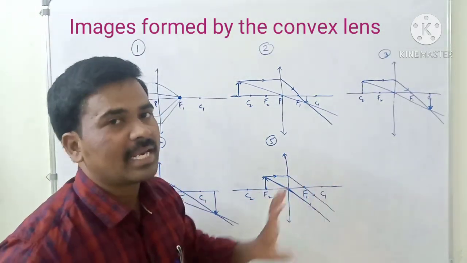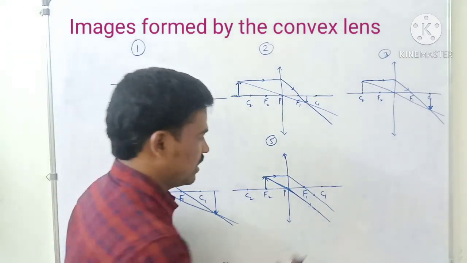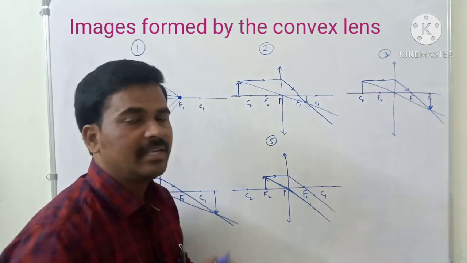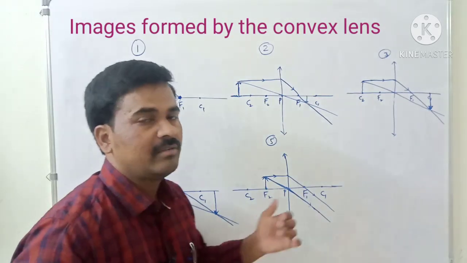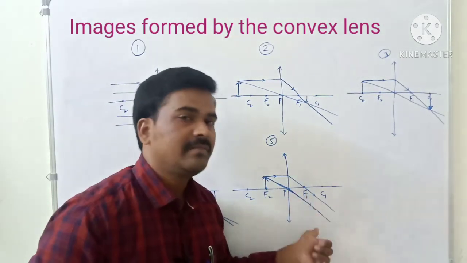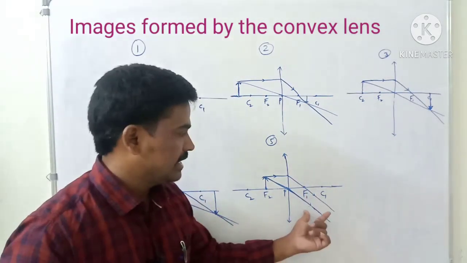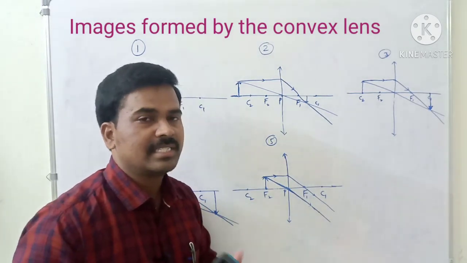They seem to be parallel. That means they are not going to intersect anywhere. What does that mean? Where will we get the image? We can't say where we will get the image, because it seems that it's not going to intersect anywhere.